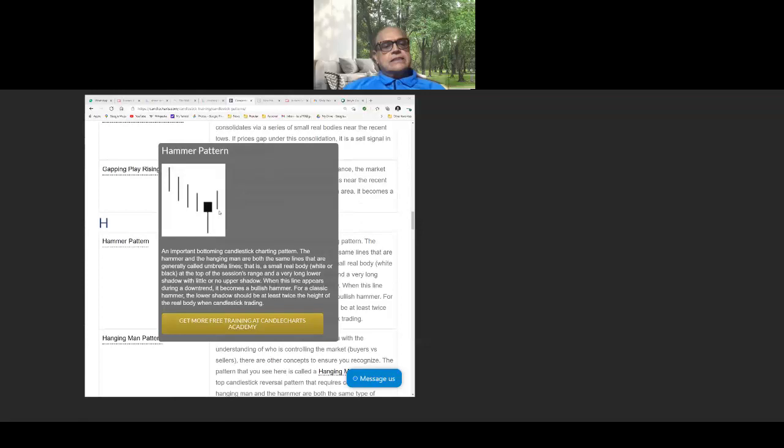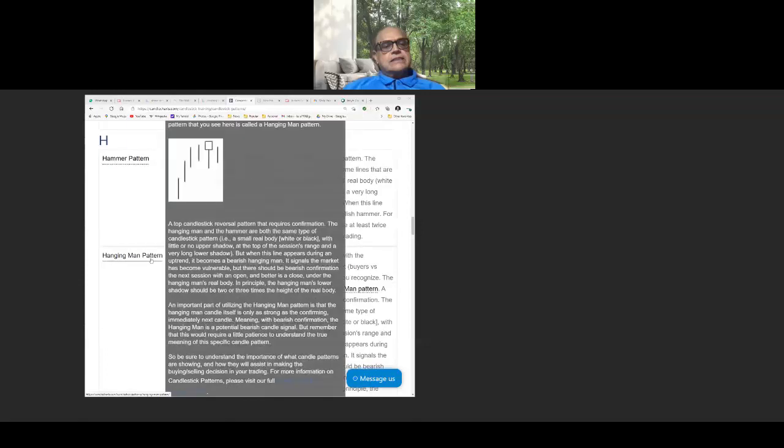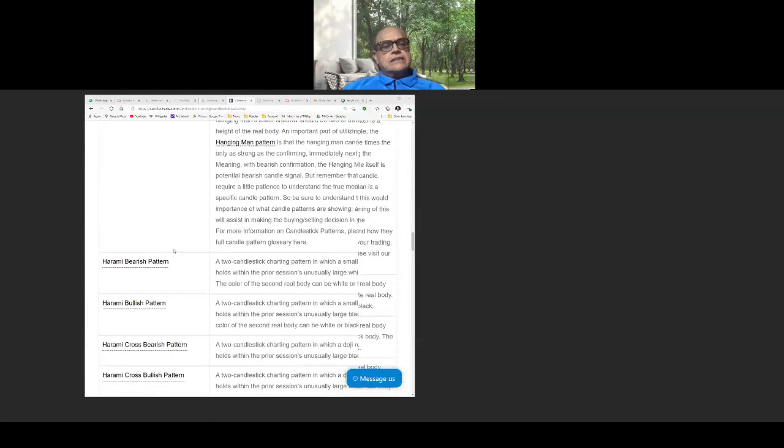From that time onwards, you're going to see a 5% or 10% rise in the stock price in the next 10 or 20 cycles. So this is a very important pattern as well. The hanging man pattern is the reverse of the hammer: if it keeps on going up and then you see a hanging man, that means it is going to go down from there. So that's another one that I use.